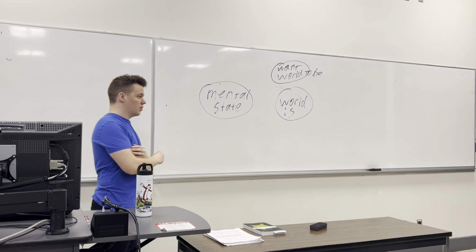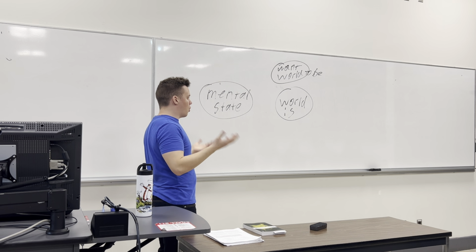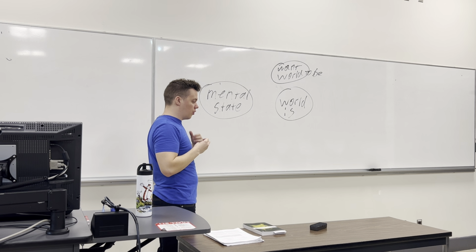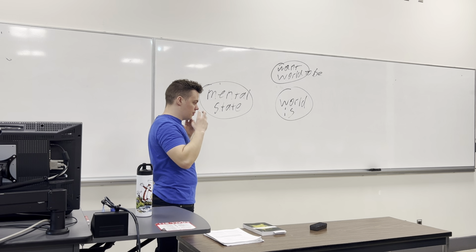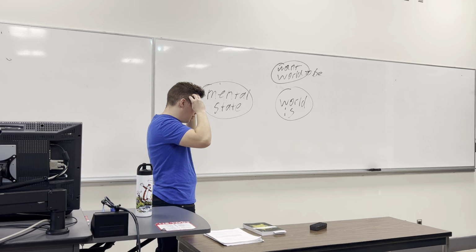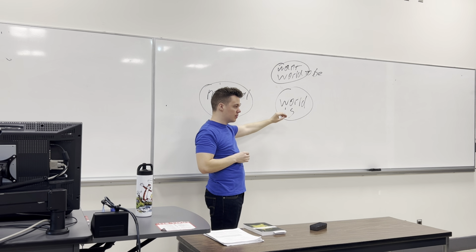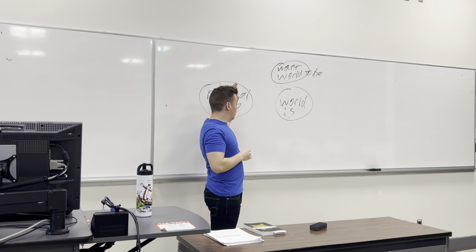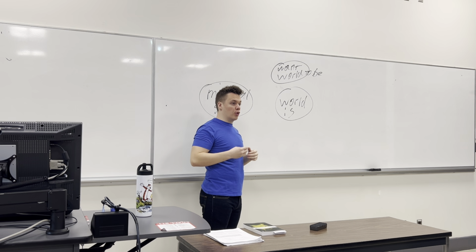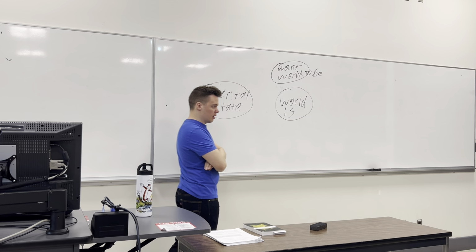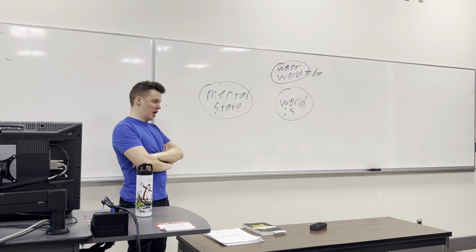Can you repeat that one more time? Yeah, for sure. So there's the way the world is, and there's the way you want the world to be. Beliefs are mental states that are aiming at describing the way the world is. And desires are a different kind of mental state that are about the way you want the world to be. So a kind of goal state.